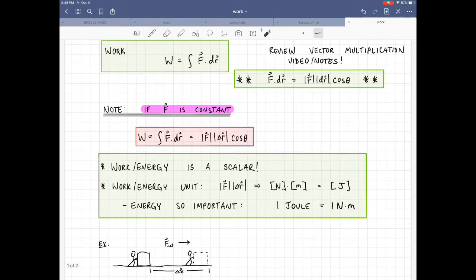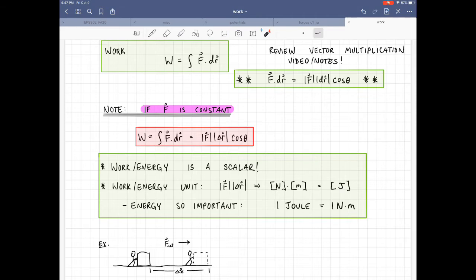So some things to highlight here: work or energy, the same idea. These quantities are scalars. Right, so we took a vector and another vector, we multiplied them together, and we got out a scalar. That's because we're multiplying them together with the dot product. So work, energy, that's a scalar quantity.